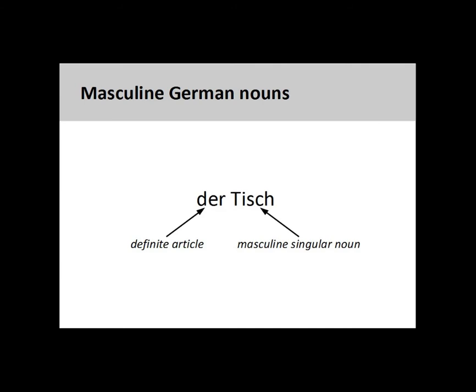The German noun Tisch, table, has a masculine grammatical gender, so its definite article is der. Here, the grammatical gender does not indicate any biological gender of the noun.